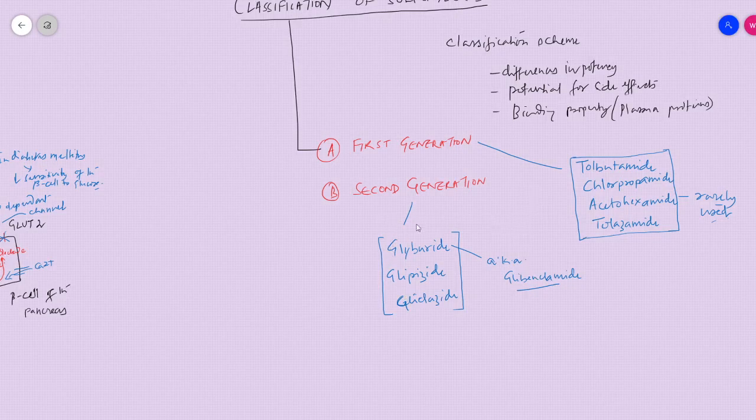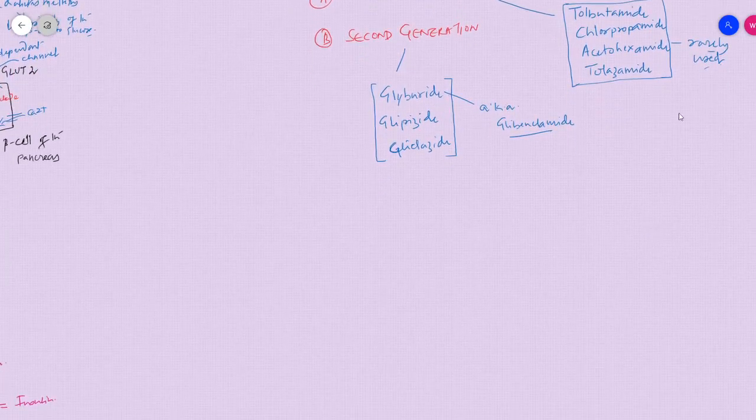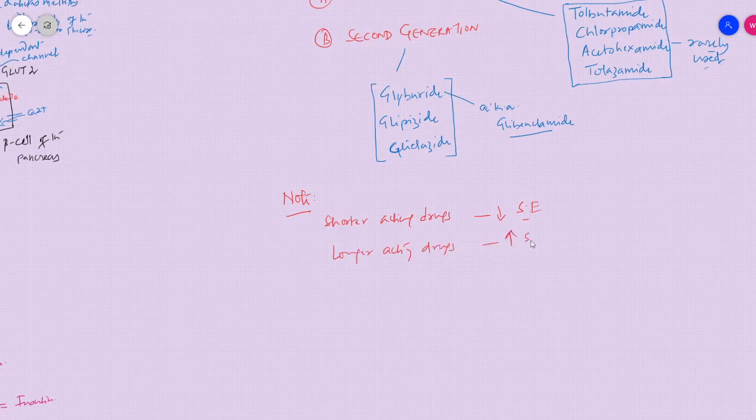And we are going to look at the duration of action. The thing to remember here, let's write a note: shorter acting drugs have reduced side effects. They tend to produce less hypoglycemia, which means with longer acting drugs there are increased chances of side effects. And which is the side effect we are most concerned with? We are most concerned with hypoglycemia.